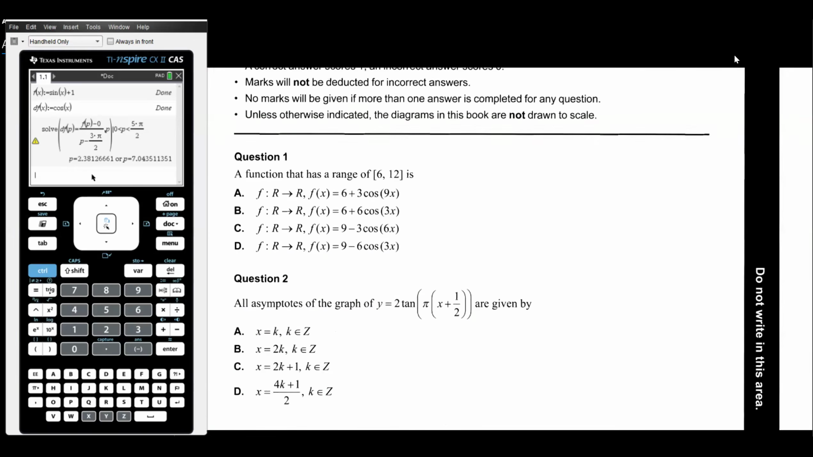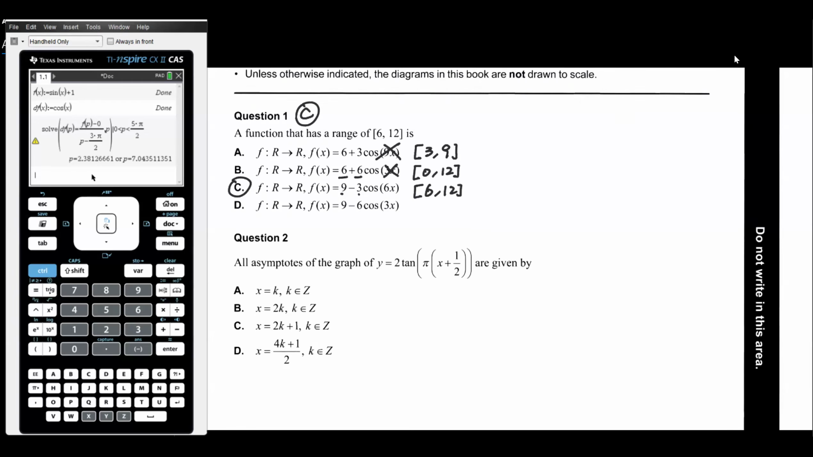A function has a range of 6 to 12. Basically, the first one should have a range of 6 minus 3, that's 3, and 6 plus 3, that's 9. So that's not true. The other one is 6 minus 6, 0, and 6 plus 6, that's 12. It's not true. This one should be 9 take 3, that's 6, 9 plus 3, that's 12. So option C is correct.